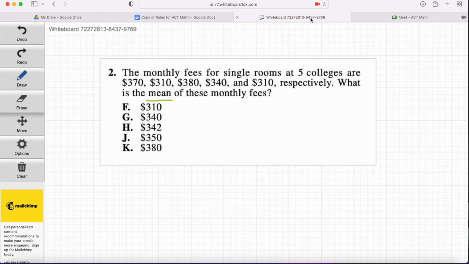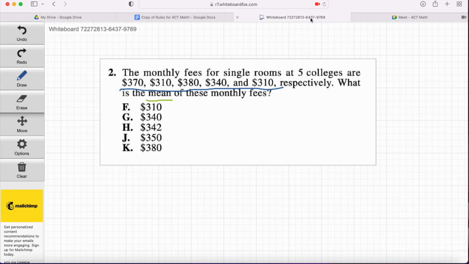I can sure try. Okay, let's do it together. I'll guide you through it. So, when you're finding average, all you got to do is add up all the values and then divide by the number of values. And that's it. And that'll give you the average every time. So we've got 5 values here, right? We got 370, 310, 380, 340, and 310. So you want to find the mean, right? Classic average. Just add up those values.